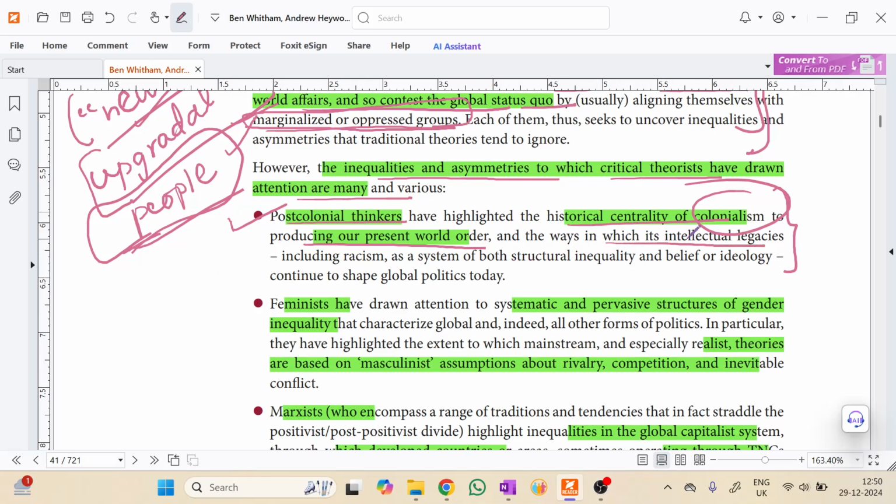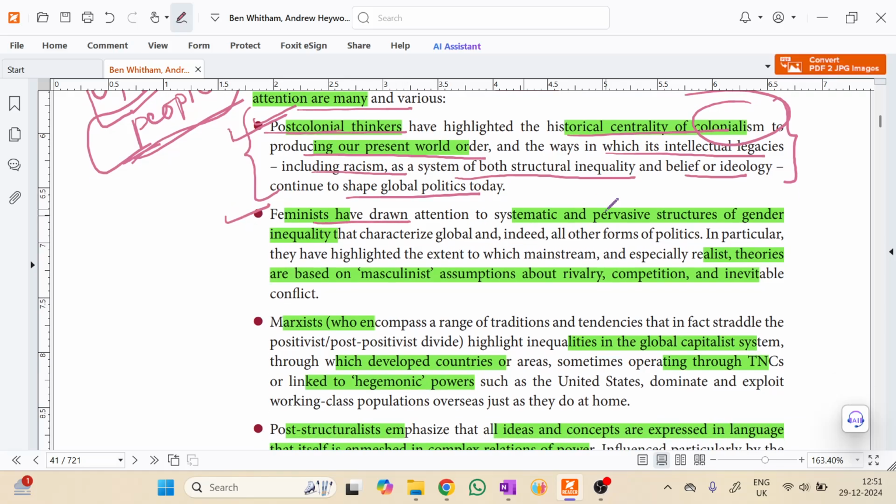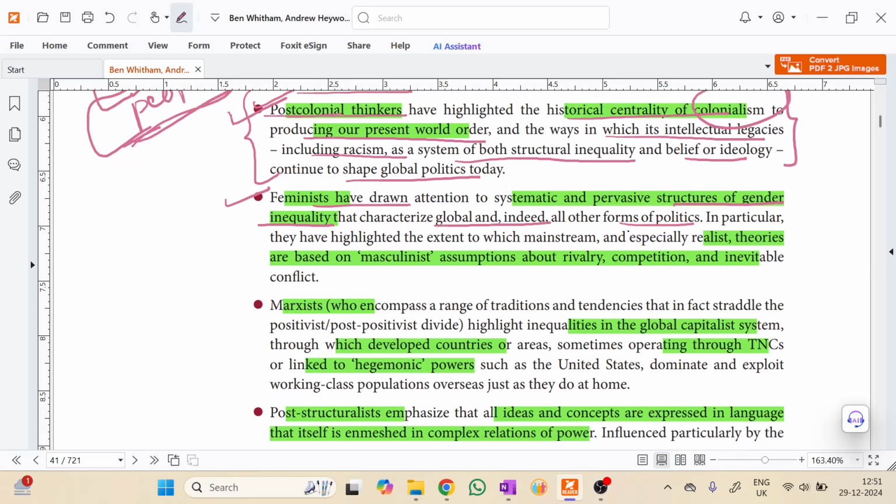And the way in which its intellectual legacies, including racism as a system of both structural inequality and belief, continue to shape world politics today. This is the idea of post-colonial thinkers. Then feminists have said time and again that it is the perversion of the gender idea, or the structure of gender inequality, that characterizes global and all forms of politics.